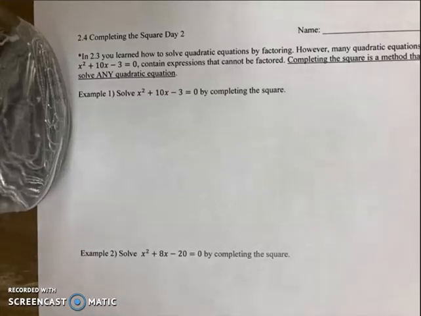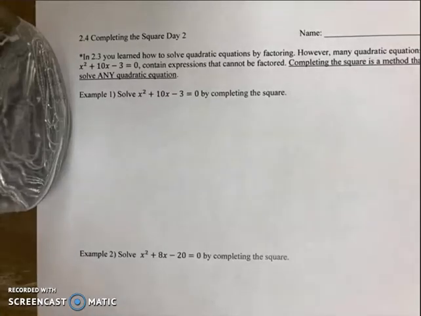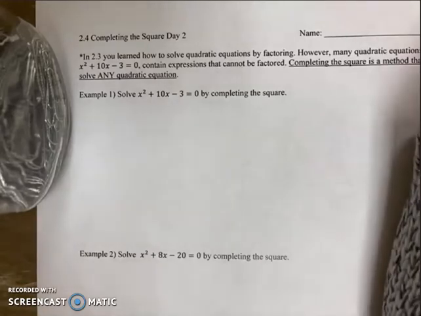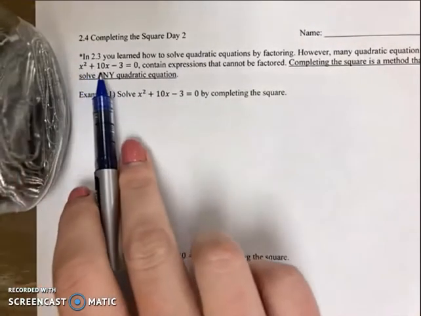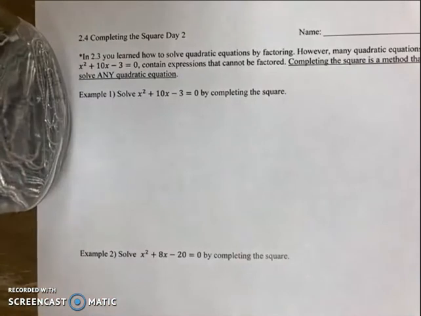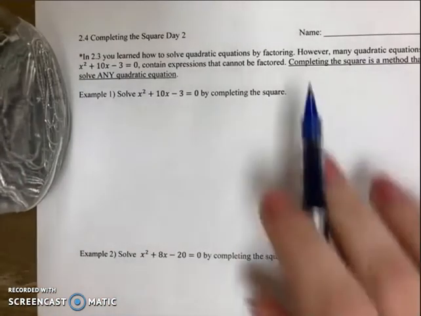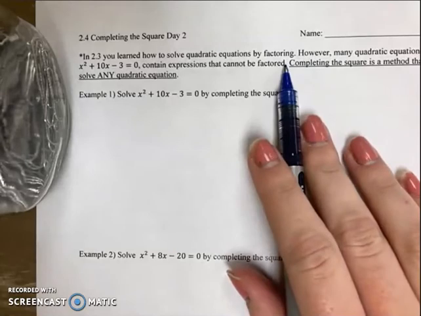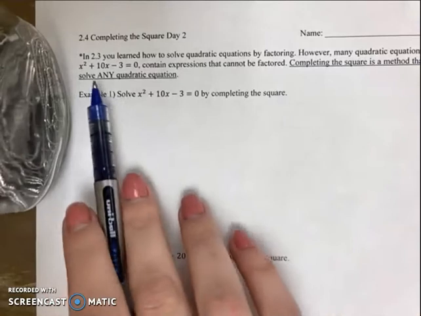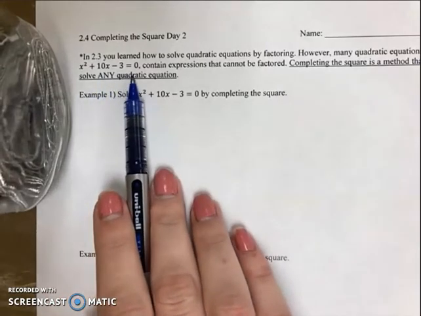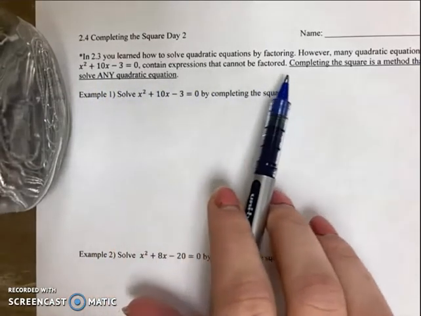This is our second day in 2.4, and we're going to be focusing on completing the square. Now, so far, we have learned how to solve quadratic equations by graphing and by factoring. And I'm just going to read this little note right here. It says, in 2.3, you learned how to solve quadratic equations by factoring. Remember, that's when we would factor and then set equal to 0. However, many quadratic equations, such as x squared plus 10x minus 3 equals 0, contain expressions that cannot be factored.